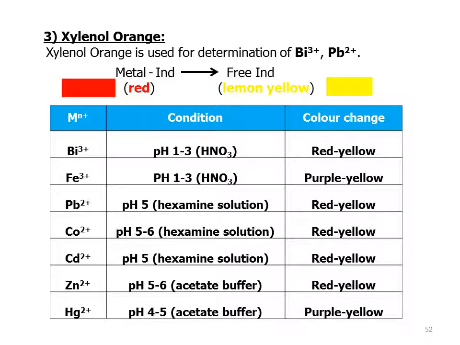This table shows the metals that could be analyzed using xylenol orange and the conditions it is put in, which usually is the pH range, using, for example, pH 1 to 3 nitric acid, or pH 5 to 6 using hexamine solution, or 4 to 5 using acetate buffer. The change of color is usually from red to yellow, and some exceptions from purple to yellow, such as ferric and mercury.